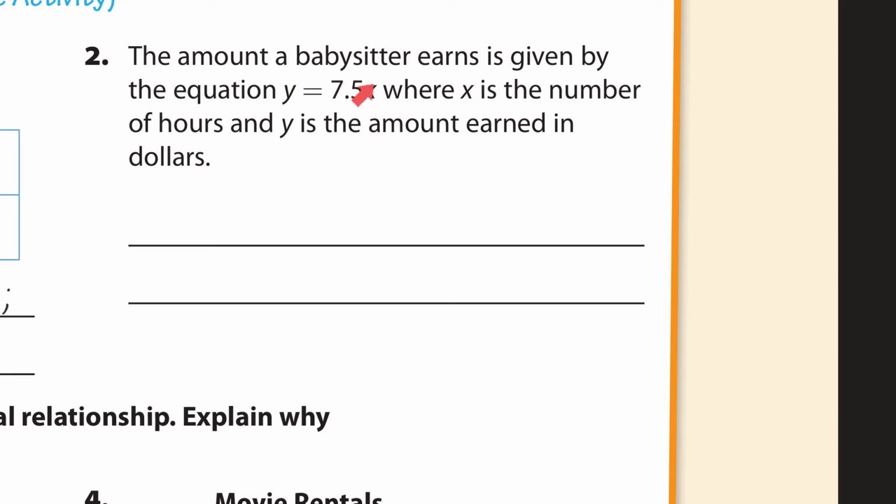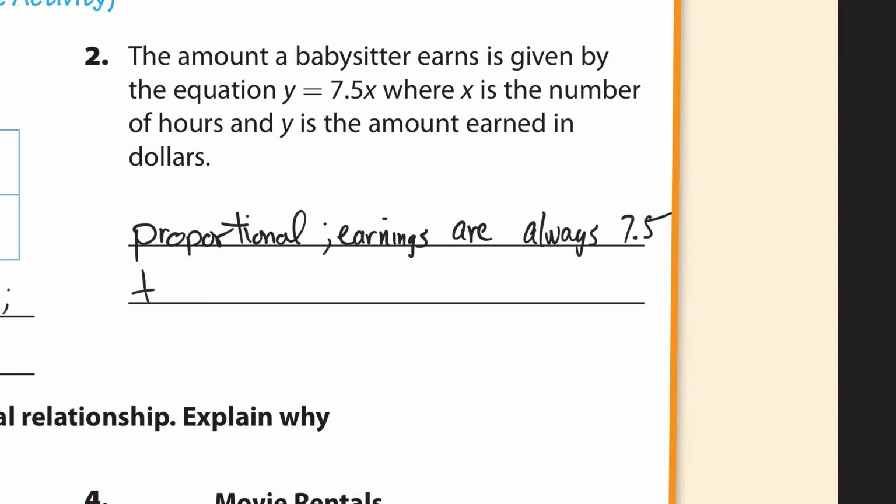And number 2, let's see. The amount a babysitter earns is given by the equation y equals 7.5 times x, where x is the number of hours and y is the amount earned in dollars. So this is easy. This is proportional. The earnings are always 7.5 times the number of hours.